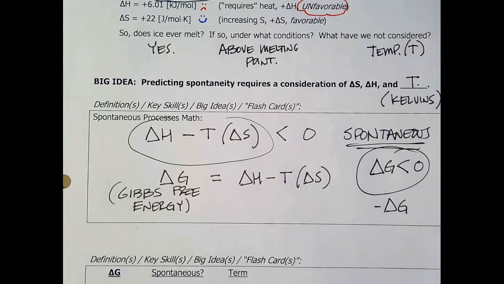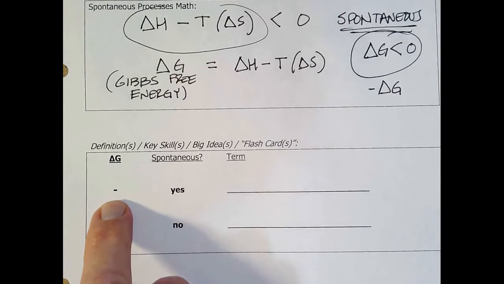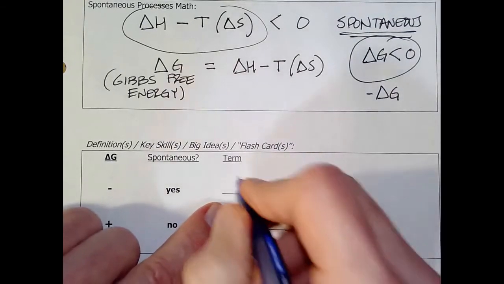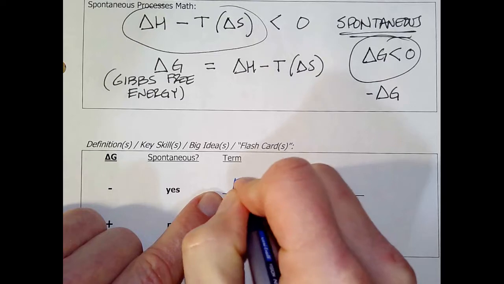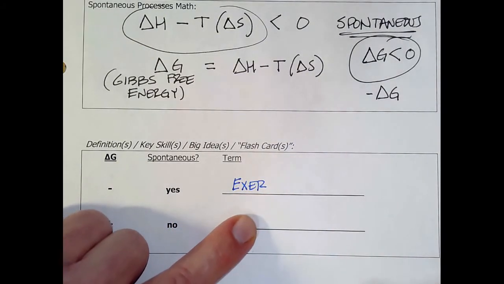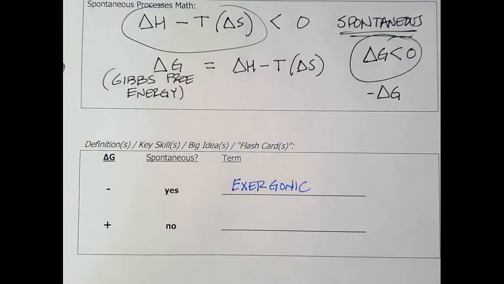Well, it gives us some new terms. Remember when delta H was negative? We called it exothermic. When delta H was positive, we called it endothermic. Well, we have something similar here. We say that looks sort of like it's going to be exothermic, exergonic, and endothermic becomes endergonic.